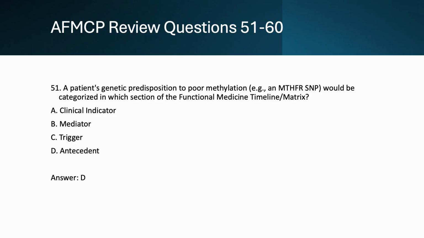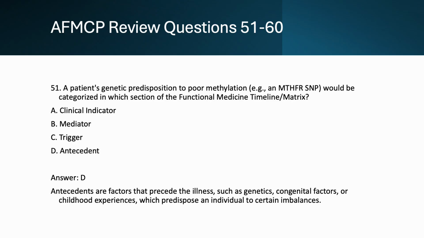And the correct answer is D, antecedent. So antecedents are factors that precede the illness, such as genetics, congenital factors, or childhood experiences, which predispose an individual to certain imbalances. A is incorrect because a clinical indicator is a physical exam finding that is detected by the clinician, and this is an acquired factor.